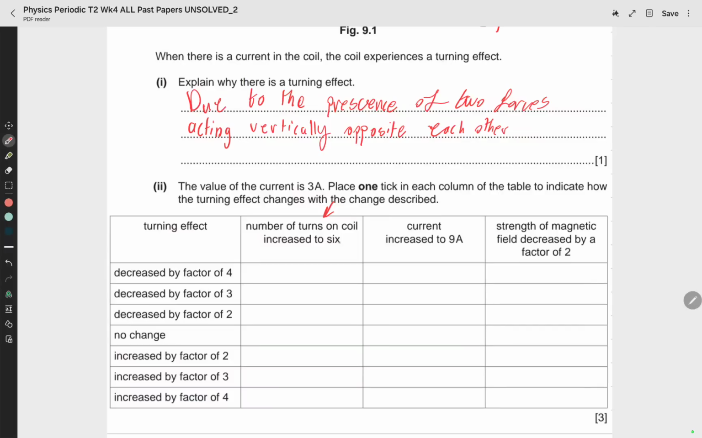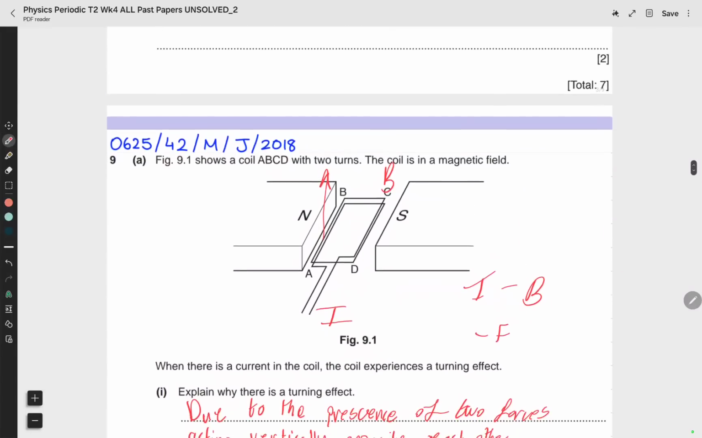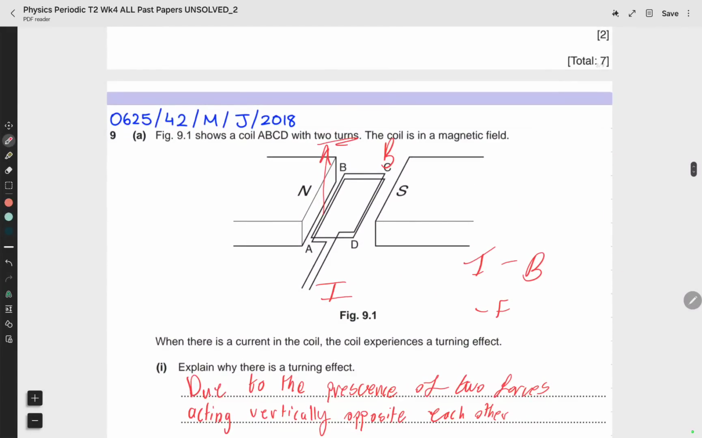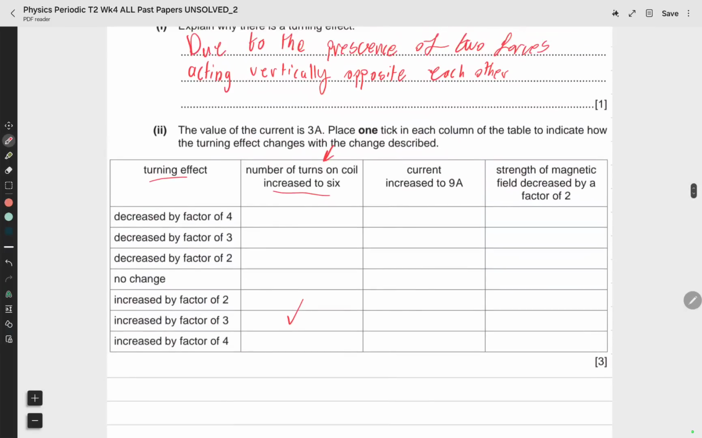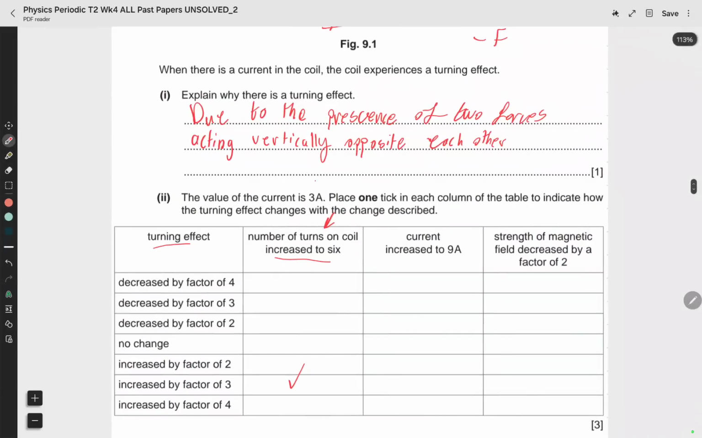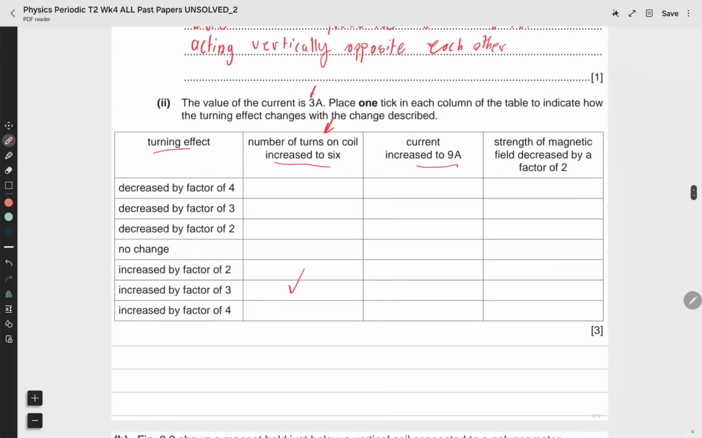So, number of turns on coil is increased to 6. How many turns over here? We have 2 turns. So, if you're multiplying the number of turns by 3, what's going to happen to the turning effect? Obviously, it's going to increase by a factor of 3, right? Because they're directly proportional to each other. Now, the current is 3 amperes. It's increased to 9 ampere. So, again, we multiplied it by 3. So, the turning effect should also increase by a factor of 3.